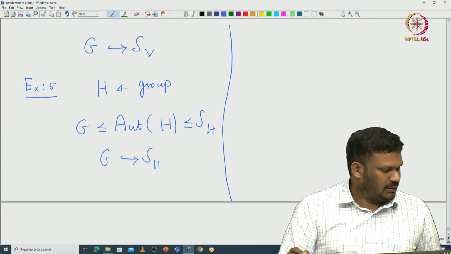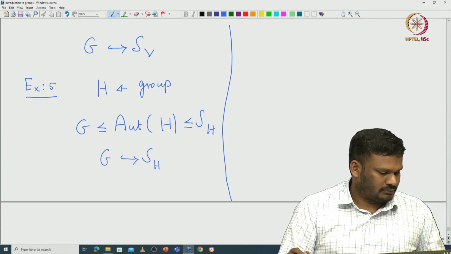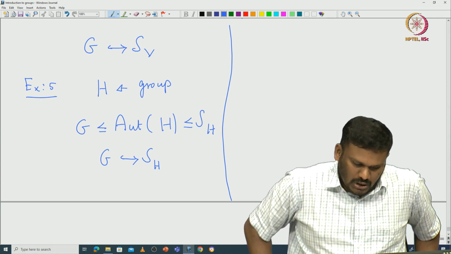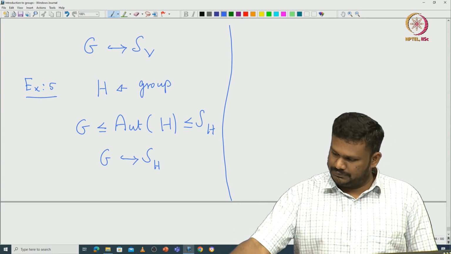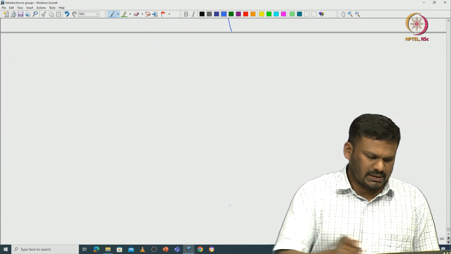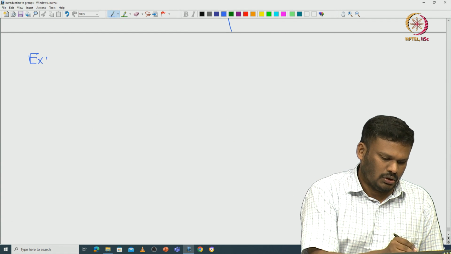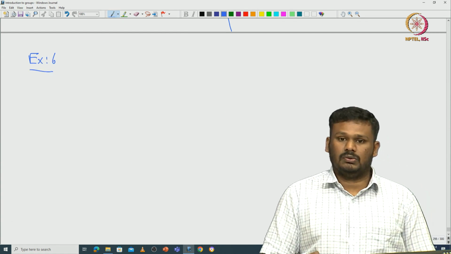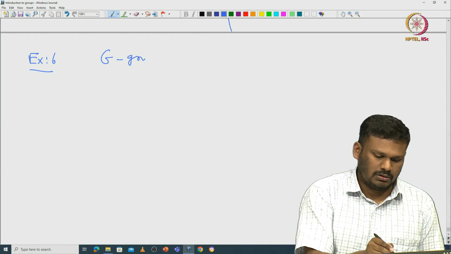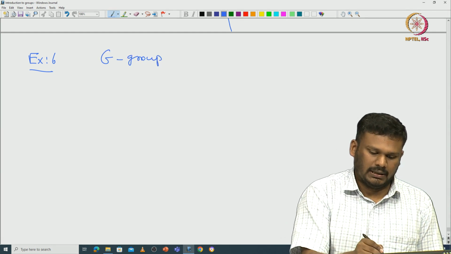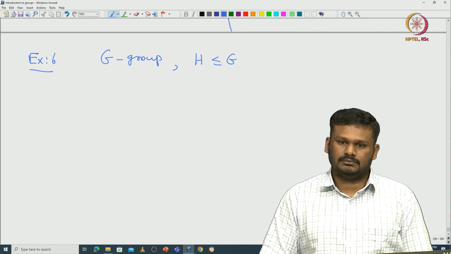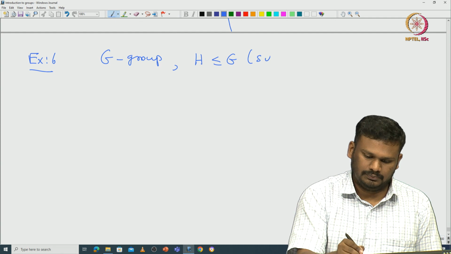So, let us see, I want to actually give you another important action. Let us call it example 6. This is something related to subgroups. You start with the group G and then take H being a subgroup of G. So, this is a subgroup.